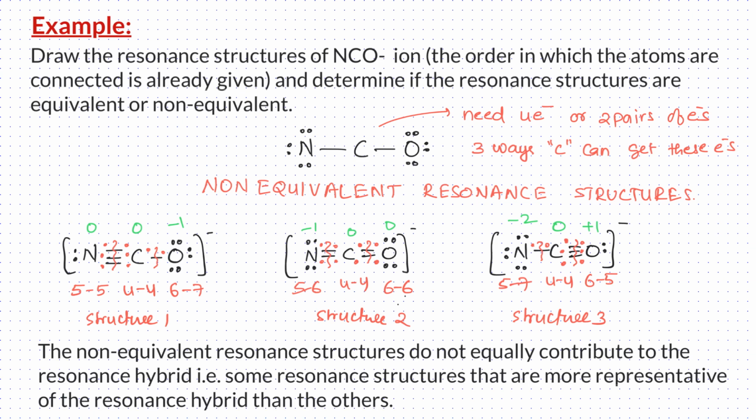Now the next question is, how can we pick the structure that best represents the resonance hybrid? We will discuss the criteria for this in the next slide. There are three important criteria that we follow which will help us pick the best non-equivalent resonance structure.